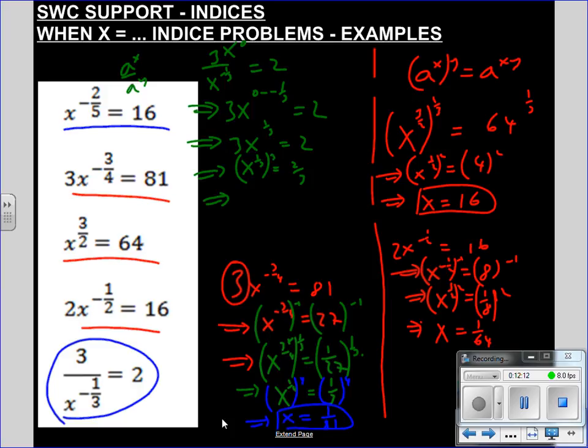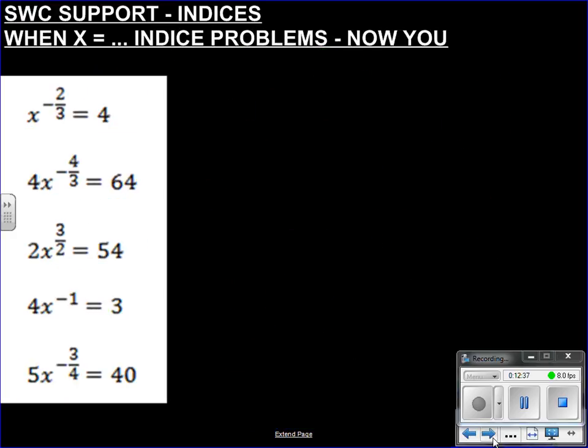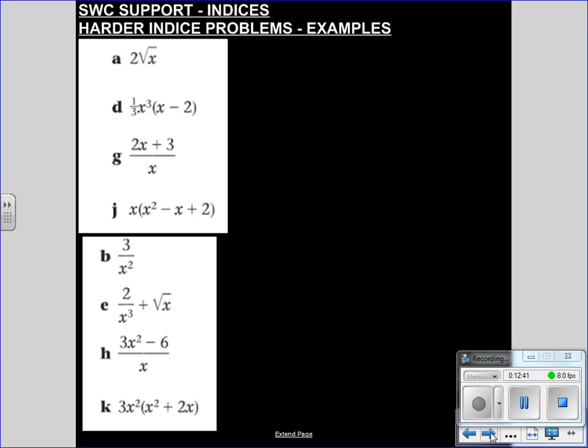And now we sort our powers out again, just like before. Cube everything, so that's 8 over 27. And it's done. You see that little trick there? You could do that, or you could look at it like 3 over 1 over x to the third equals 2. Again, the fraction comes up, and you'll get the same result, okay? So, your turn again. Stop the tape, do these ones, make sure you can do it.